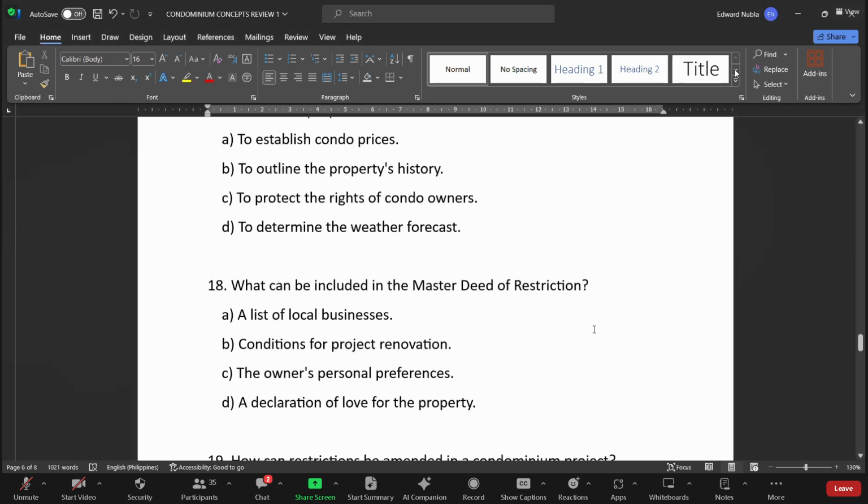Number 18. What can be included in the master deed of restrictions? A, a list of local businesses. B, conditions for project renovation. C, the owner's personal preferences. Or D, a declaration of love for the property.